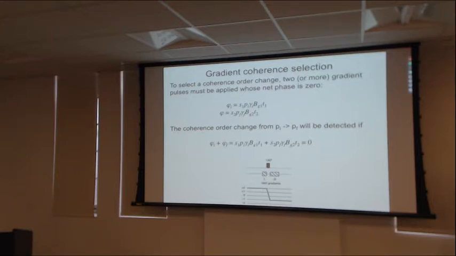So here's just an example in which we might want to select +2 quantum coherence being converted to -1 quantum coherence during some pulse. And to do that, if we apply a gradient pulse for time t to the +2 quantum coherence, we'll have to apply a gradient pulse for 2t for the -1 quantum coherence. This should probably be a 90-degree pulse, by the way. That's a typo.